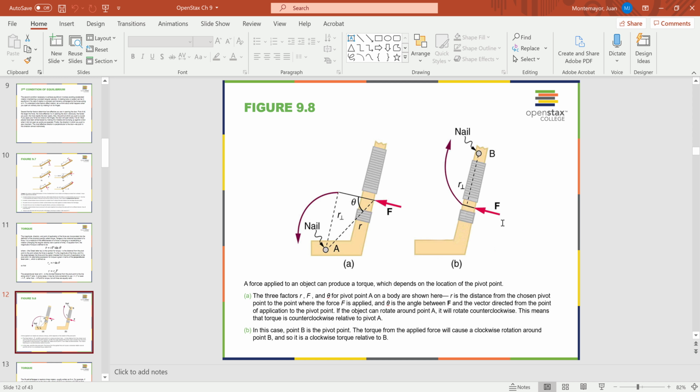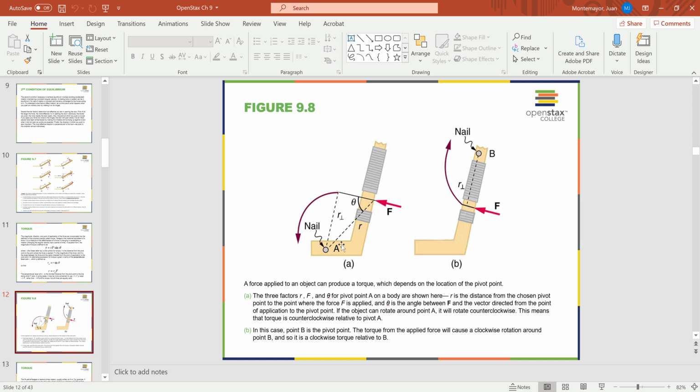So R is the distance from the chosen pivot point to the point where the force is applied. So just the straight radius. You don't have to follow the line of the actual hockey stick. It's the radius right across, where F is applied, and theta is the angle between F and the vector directed from the point of application to the pivot point. So whatever angle this actual line causes.